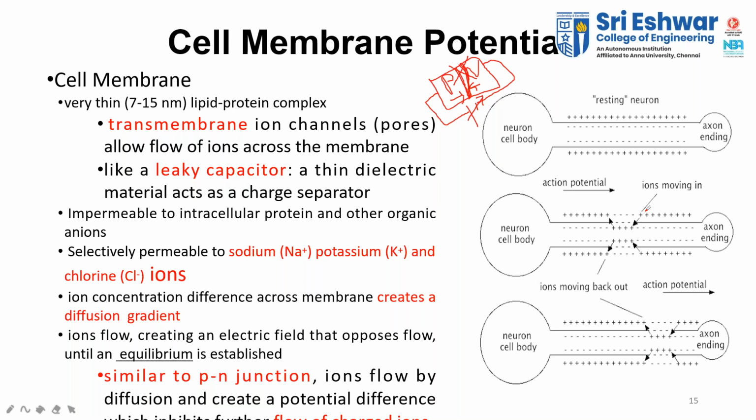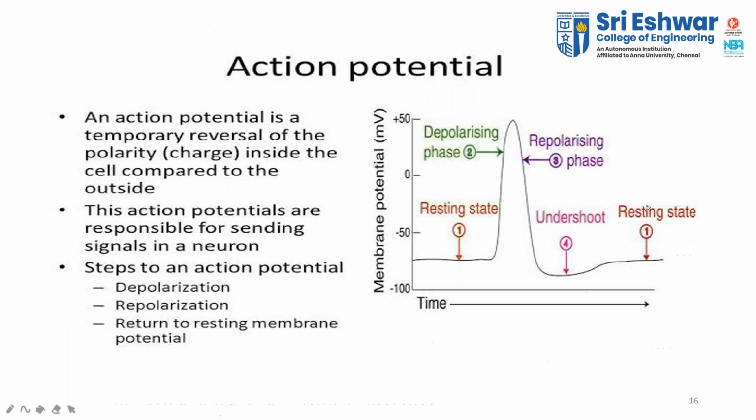We have two classifications of potential: one is action potential, another one is resting potential. In resting potential, the cell will not do anything. In action potential, the cell gets charged and discharged, like a capacitor, so it gives me an ionic movement. In action potential you get polarization, repolarization, everything. The action potential is a temporary reversal of the polarity of charge inside the cell compared to the outside.